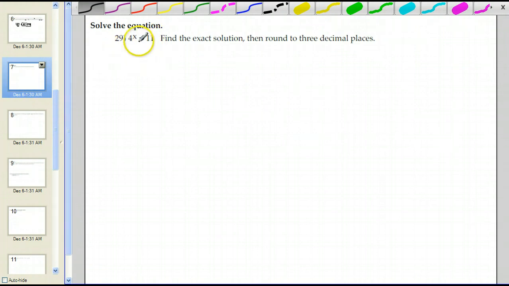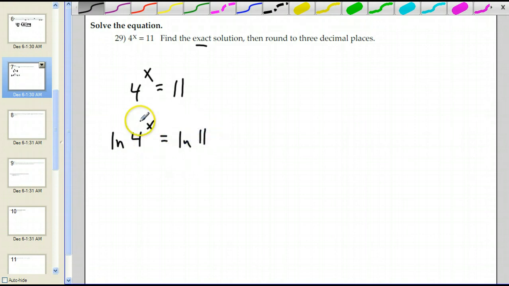Alright, 4 to the x equals 11. Find the exact solution first, then round to 3 decimal places. So if I have 4 to the x equals 11, two things I can do here. I can just bring in any log, like the natural log. Alright, and if I do that, I want to pull an x down in front, and then divide both sides by the natural log of 4 to isolate the x.